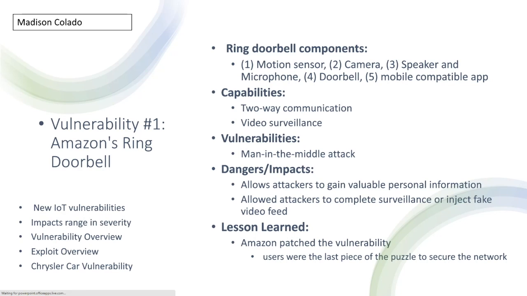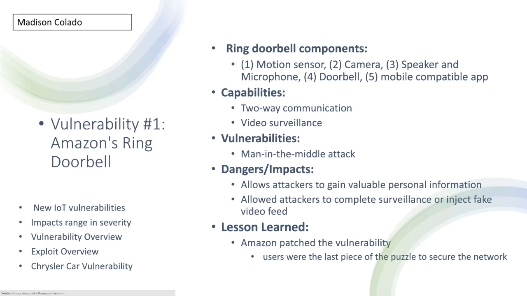Continuing on, I started my research by analyzing two recent vulnerabilities discovered within IoT devices. The first vulnerability I chose to analyze was discovered in 2019, and it is concerned with Amazon's Ring doorbell. The Ring doorbell consists of a motion sensor, a camera, a speaker and microphone, a doorbell, and a mobile-compatible app. The device allows two-way communication between a mobile user and the doorbell. It also provides video surveillance to the mobile end user.